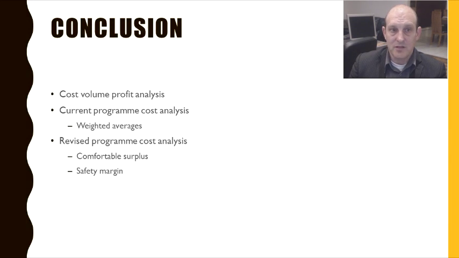To recap, I started by explaining the cost volume profit analysis technique I used in my calculations. I then presented the current program cost analysis and demonstrated the problem we have at present. We are operating right at the break-even point. I briefly explained what weighted averages are and how I used them in my calculations. Finally, I presented a revised program cost analysis taking into account all of the feedback received at our meeting. I trust that you all feel far more comfortable with these figures.